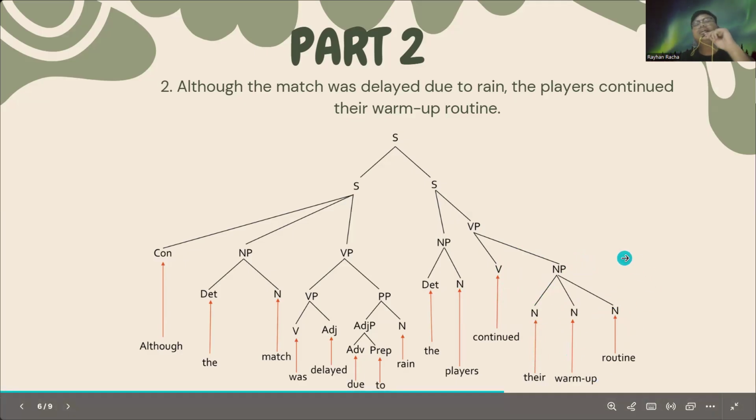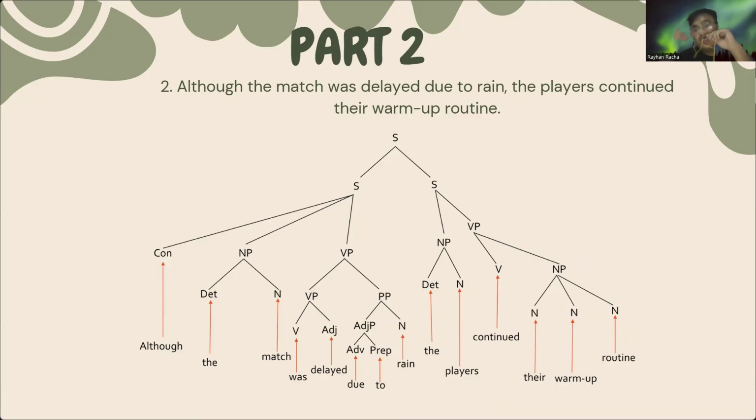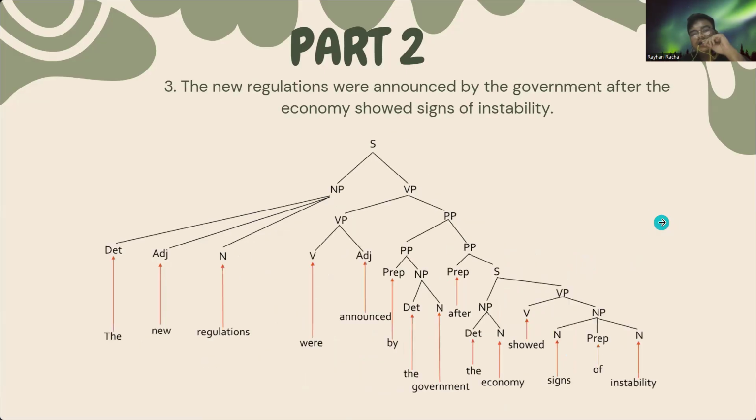So this is pretty unique because instead of the main sentence, it can be divided into another two sentences. So moving on, the third one is "the new regulations were announced by the government after the economy showed signs of instability".